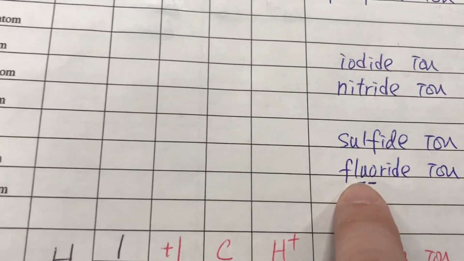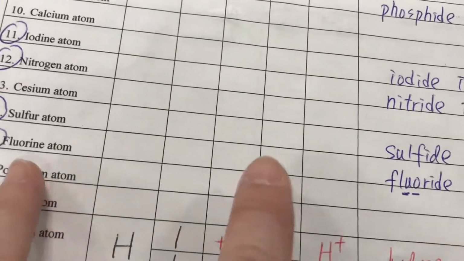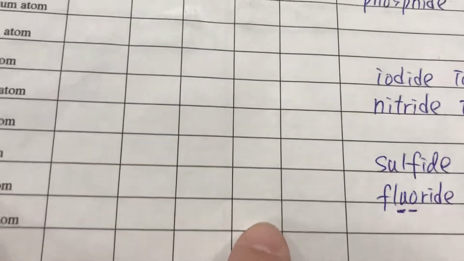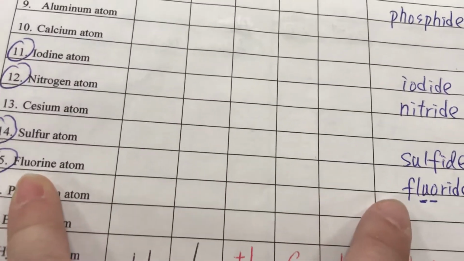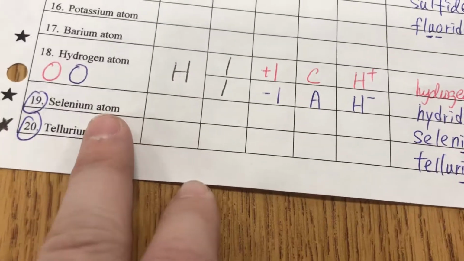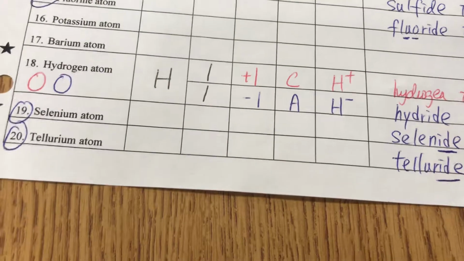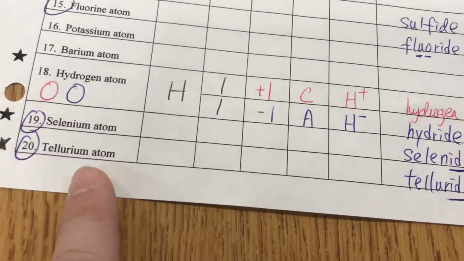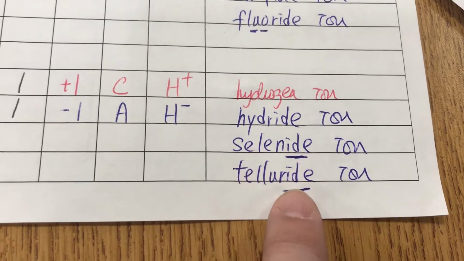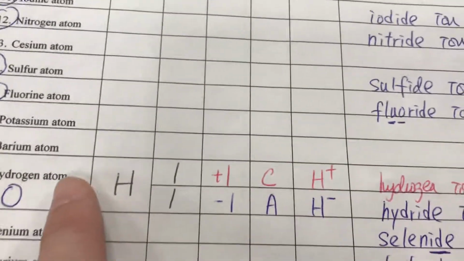Okay? So it's FLUO. There's no way for you to spell it wrong because you follow the word in the periodic table. It's fluoride, okay? And then the last two, when I put a star on it, because the spelling is a little long: selenium, we still need to change the ide. So selenium, telluride.